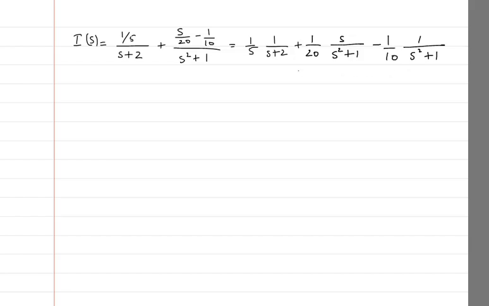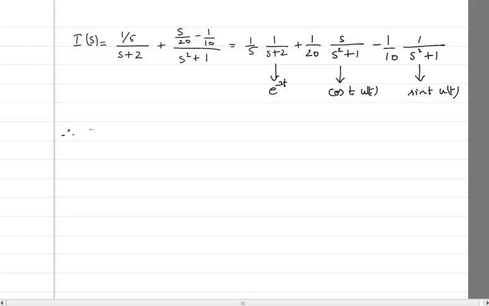Why did I write it like this? Because I know that this one's Laplace inverse is going to be e raised to power minus 2t. This one's Laplace inverse is going to be cos t u of t, and this one's is going to be sin t u of t. So I can write only this much, not the 1 by 20 or 1 by 5, which I will write at the end.